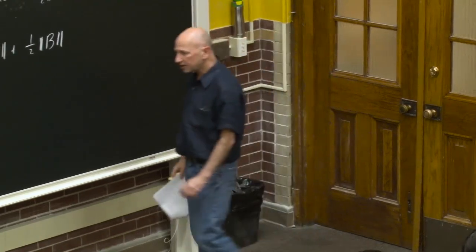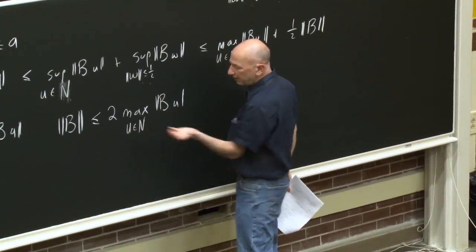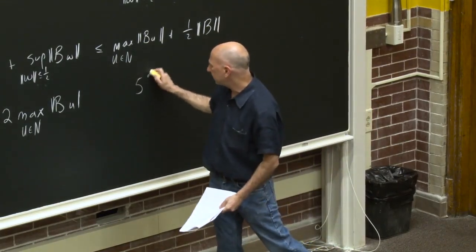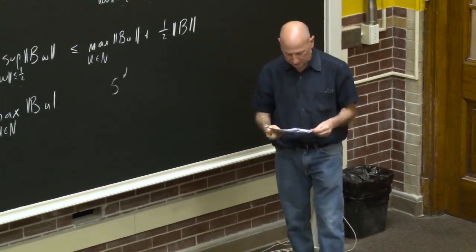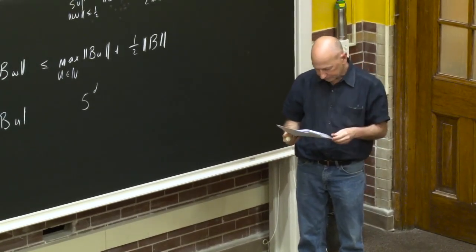Okay, so to summarize, our original norm is now 2 times this thing, but this thing now is just b times u over, and now I have to control a finite number of things. Now there's a lot of them. There's 5 to the d or whatever it is. But each one of these is pretty easy to control.